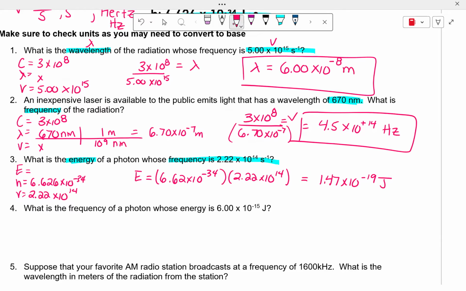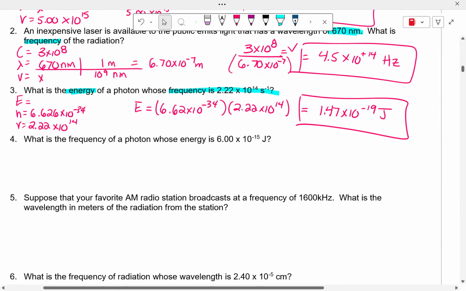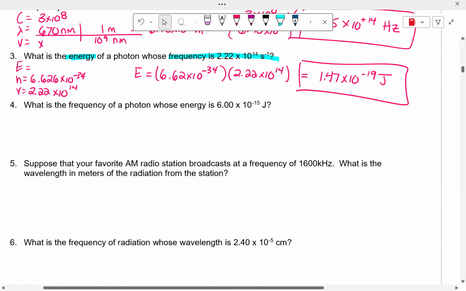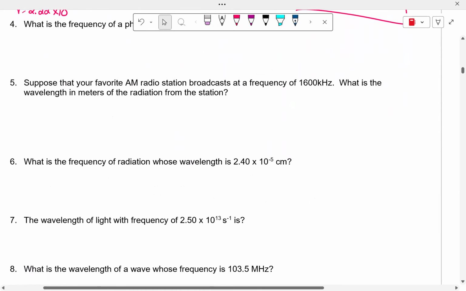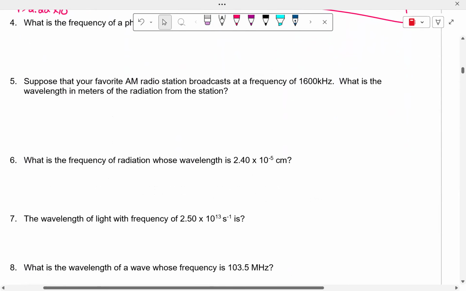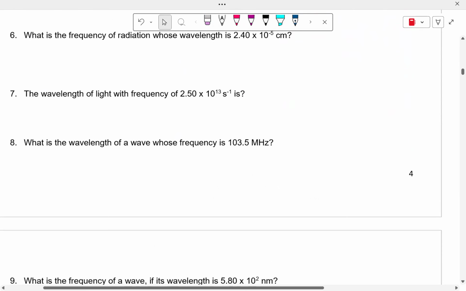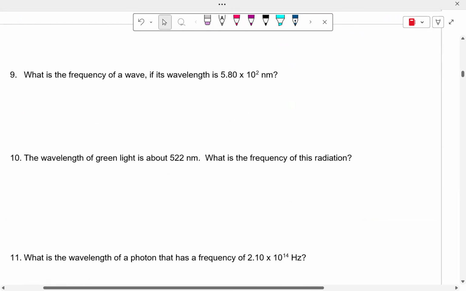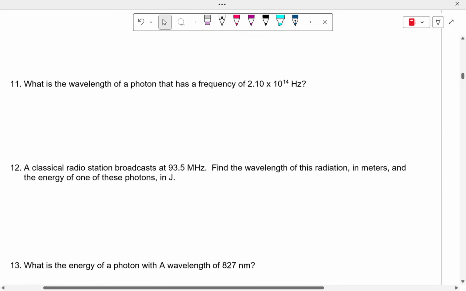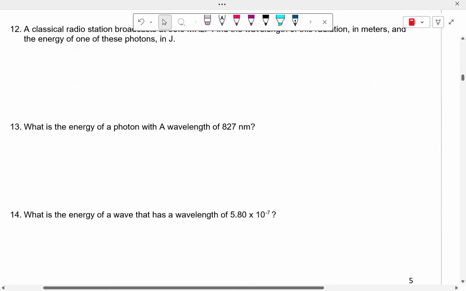Box off my answers a little bit here. I'm going to do one more example, and then the rest of them will be yours to try. So we want to look for one where it is asking about having to use 2 equations. So I'm looking for one where we have energy and frequency. Here we go. Number 13.